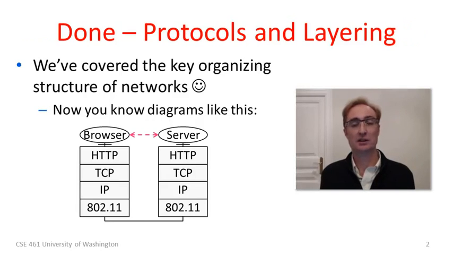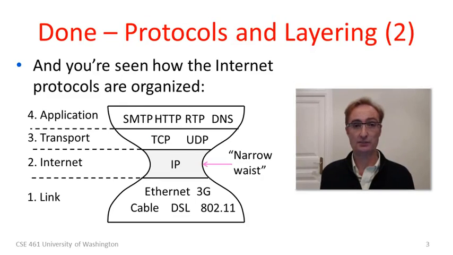But first, congratulations. We've already covered protocols and layering, which is the main organising principle for the structure of networks. That means you're familiar with diagrams like this, which show the functionality that's been used to support a particular application, as well as this diagram, which shows you the reference model by which the Internet protocols are organised, some of the common protocols, where they fit, as well as the narrow waist of the Internet and why IP plays a key role for the Internet.